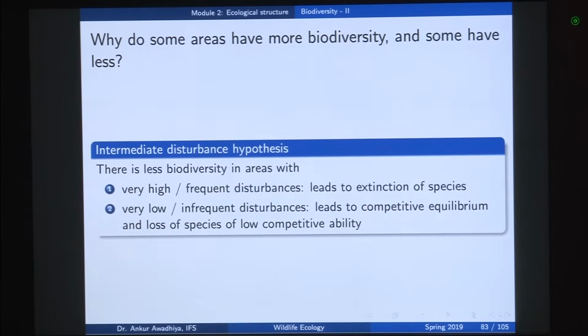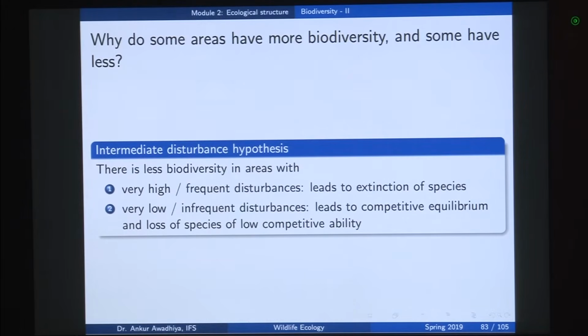Now, there is less biodiversity in areas. Till now we were looking at areas with more biodiversity. Now, we are concentrating on areas with less biodiversity. There is less biodiversity in areas with very high or frequent level of disturbances, because it leads to extinction of species.